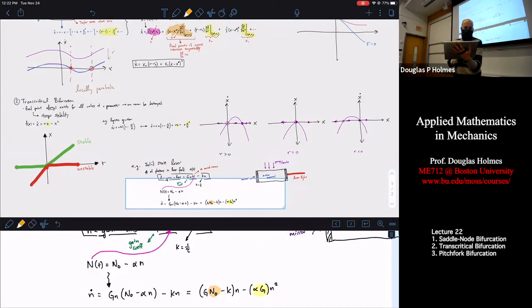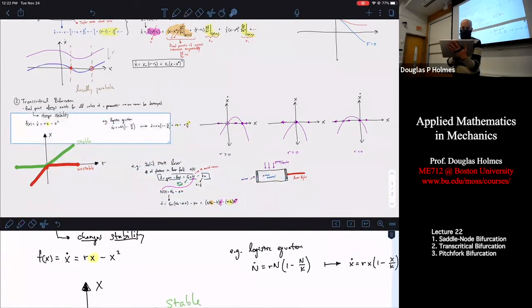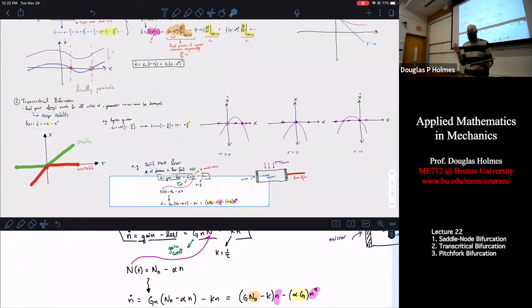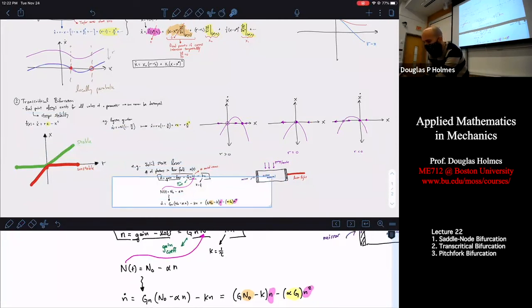But the takeaway is you have your control parameter times n, take away n squared. And if we look back up here, we see the same type of form: control parameter times your thing minus your thing squared. So we're going to expect this system will undergo a bifurcation. So what does this look like? Well, it looks exactly like how I was drawing things before.